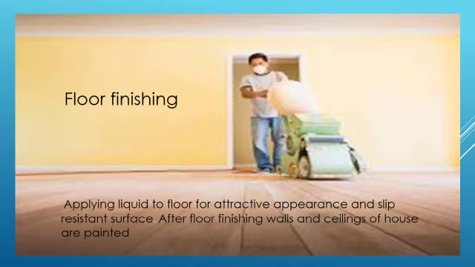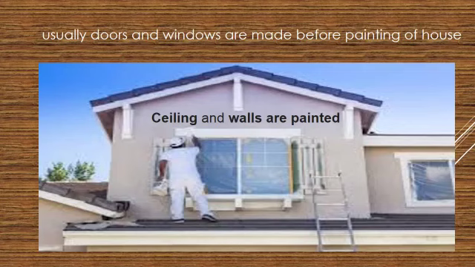After floor finishing, the walls and ceilings of the houses are to be painted. At last, painting of the house is to be done. Usually, doors and windows are made before painting of a house. Ceilings are painted first, then the walls. After painting, our house acquires a smooth and finished look.